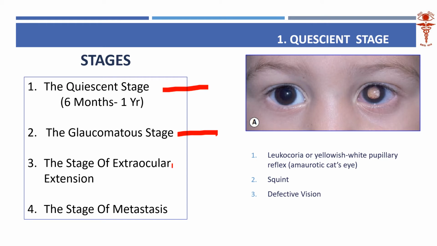A retinoblastoma baby that presents to you usually presents in many stages, like stage 1 quiescent, stage 2 glaucomatous, stage 3 extraocular extension, stage 4 metastasis. Like that, there are 4 stages.